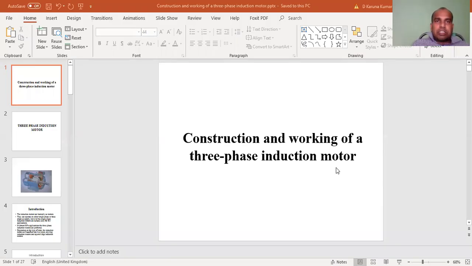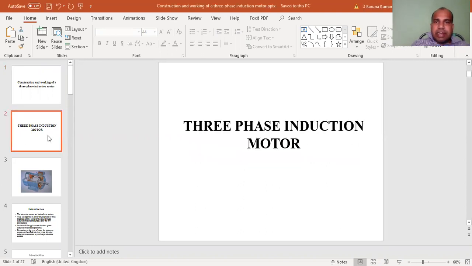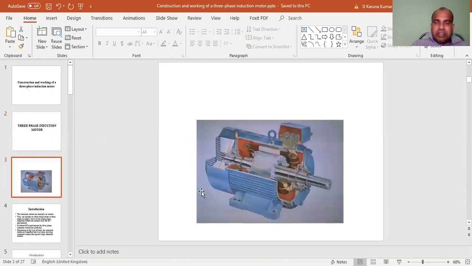Today I am going to discuss the construction and working operation of the three-phase induction motor. This is a three-phase induction motor. First of all, a motor converts electrical energy to mechanical energy.